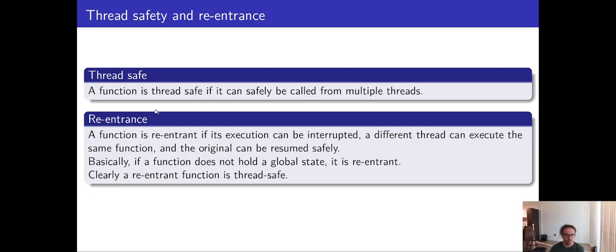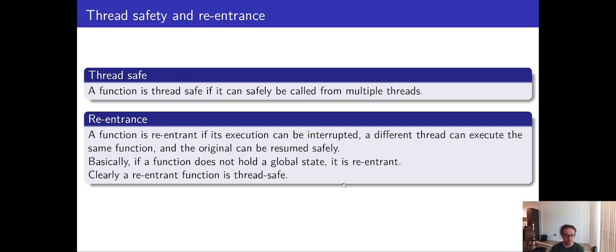Likewise, we have the property of reentrance. So a reentrant function is a function that if it gets interrupted, it can be interrupted for any of the reasons that we've previously discussed, and then a different thread executes the same function in the meantime while you've been interrupted, and then you get scheduled again, you can resume without any negative side effects. So this is a very similar definition to what we just discussed. If you don't have any global state, if nothing in the world changes without you, then you're reentrant.